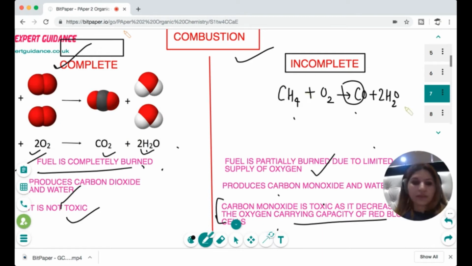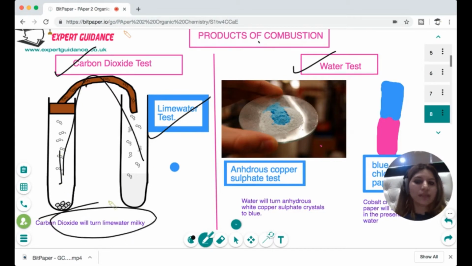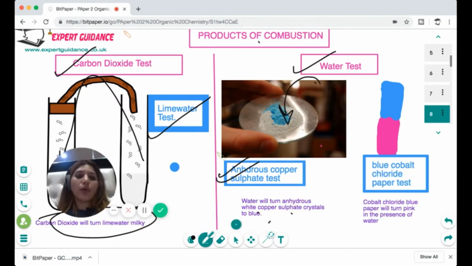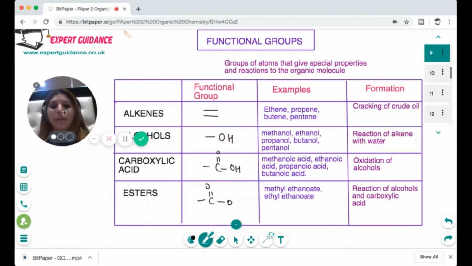Okay? Now, the next thing we need to do is, how will you test the products of combustion? Combustion gives carbon dioxide and water. For carbon dioxide, it is the lime water test. You do the combustion reaction, the gas is collected, you pass it through lime water, and it will turn lime water milky. For the water test, you take anhydrous copper sulfate, and when you add water to the anhydrous copper sulfate, it will turn blue. Or you pass the water through blue cobalt chloride paper and it will turn pink. So cobalt chloride and copper sulfate are both tests of combustion products.